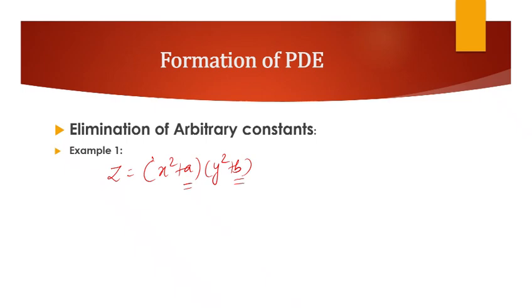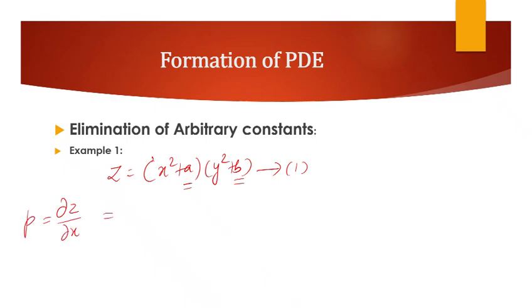We have to remember one thing here: if the given equation involves arbitrary constants equal to the number of independent variables, the resultant PDE will be of first order. So our resultant PDE is going to be a first order partial differential equation, and we are going to differentiate the given equation only once. That is, differentiating z with respect to x partially, we get dou z by dou x. This can be taken as p.